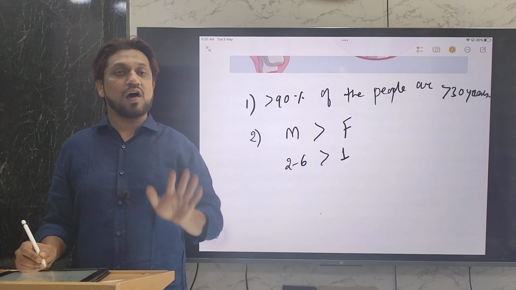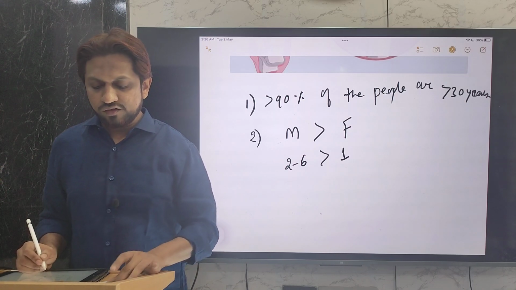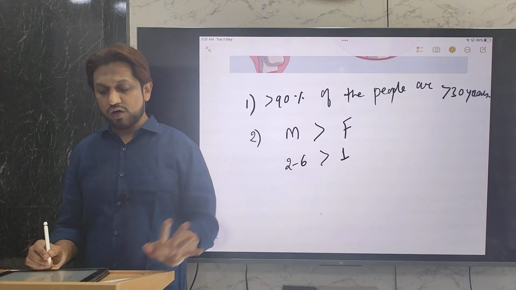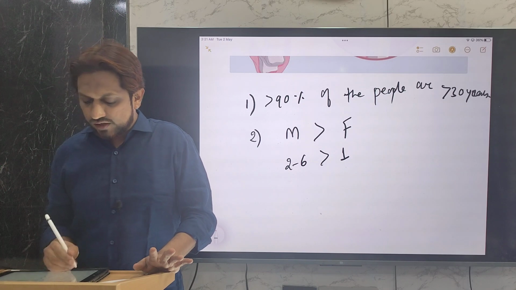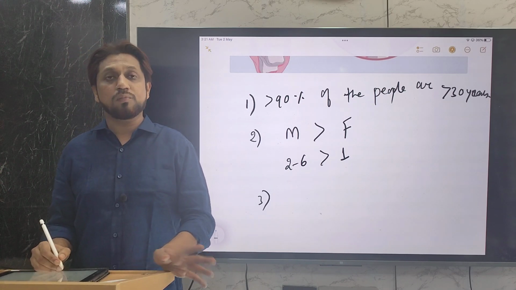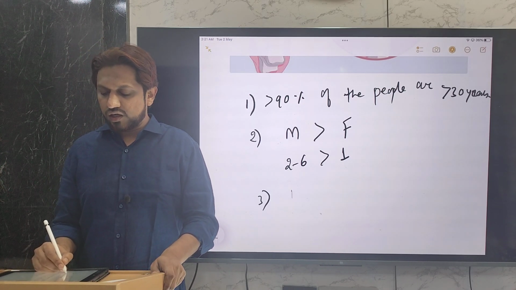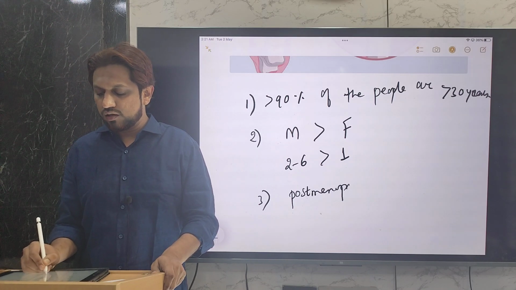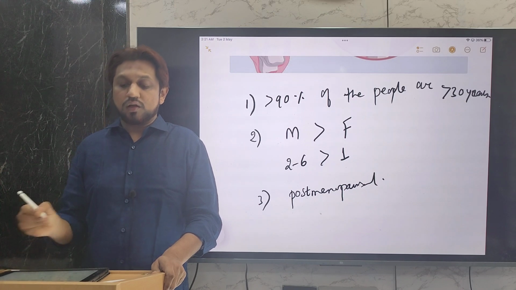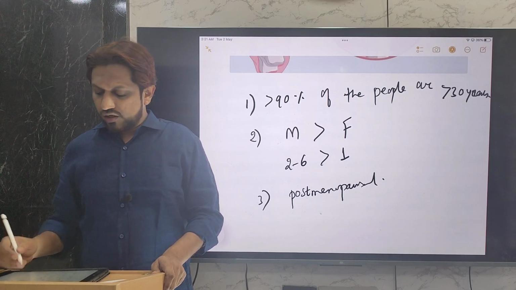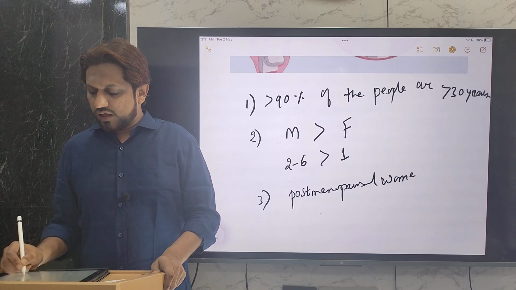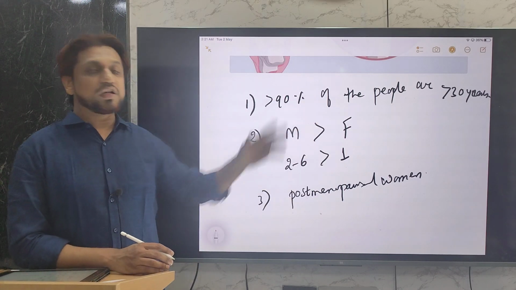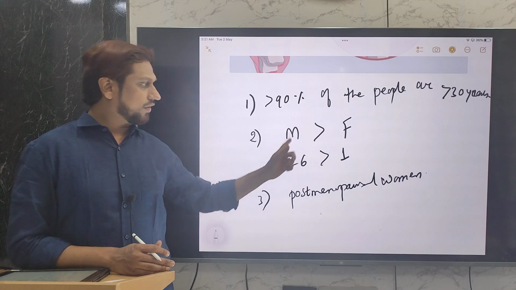So males are more commonly affected by this clinical condition. The male to female ratio is 2 to 6:1, or on average 3:1. Women are generally not affected; post-menopausal women are affected, if at all. So it will be a higher age group. That is, after the menopause this clinical condition can be seen, but mainly it is seen in males.